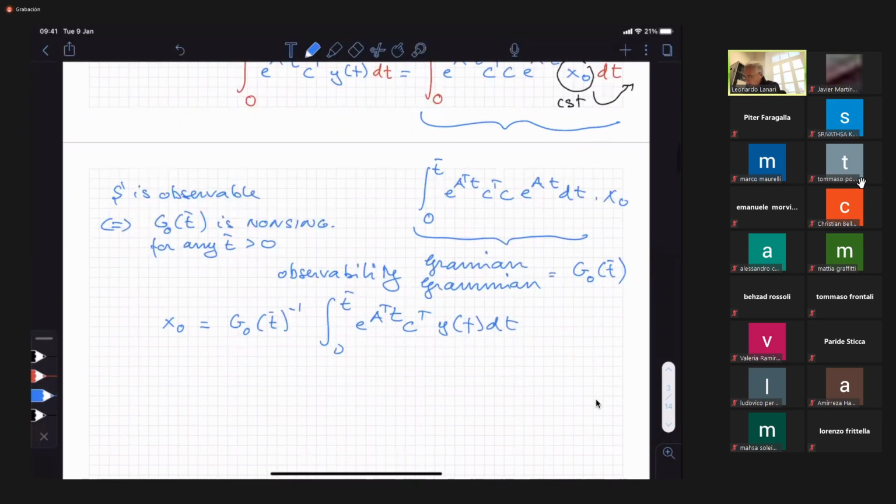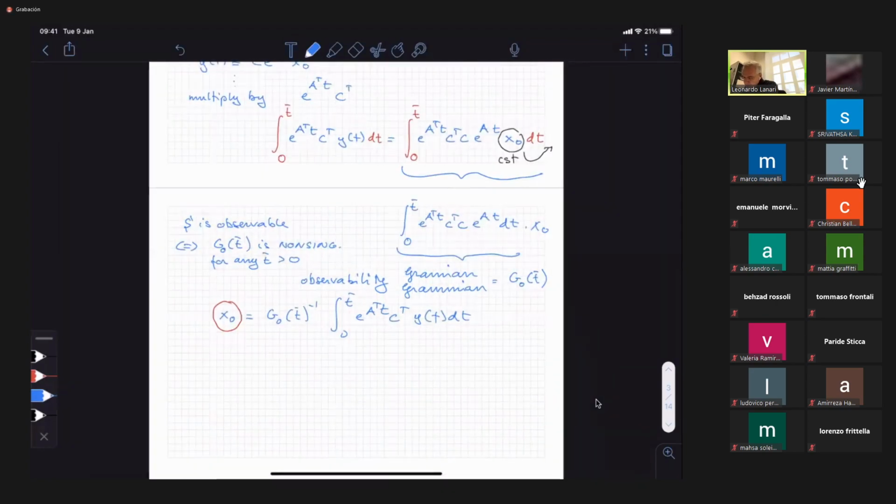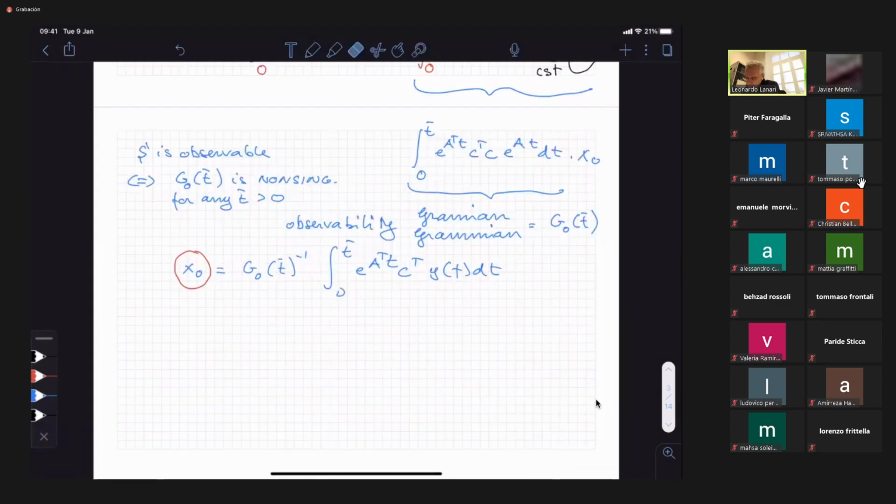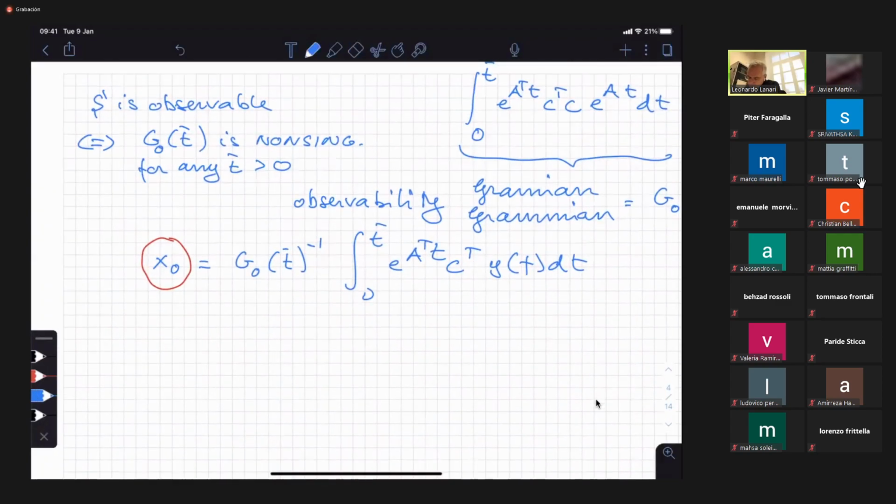Okay, so this is the way one could compute, from the knowledge of the output from 0 to t bar, the initial condition where the system started from. Now, what's a little bit more interesting is what happens. Well, before we do this, there's of course a dual result when the system S is controllable.